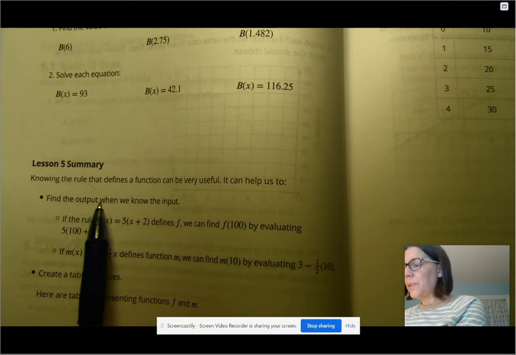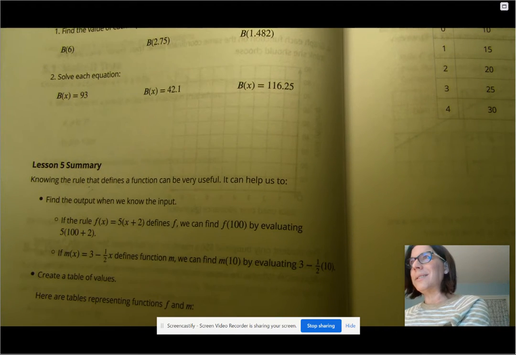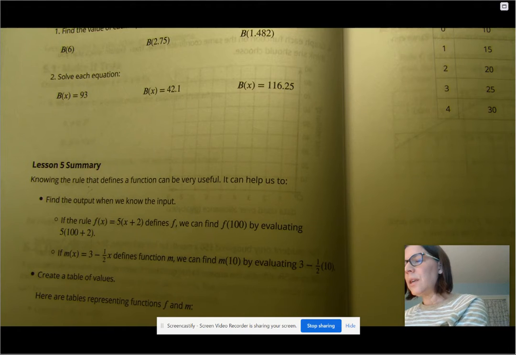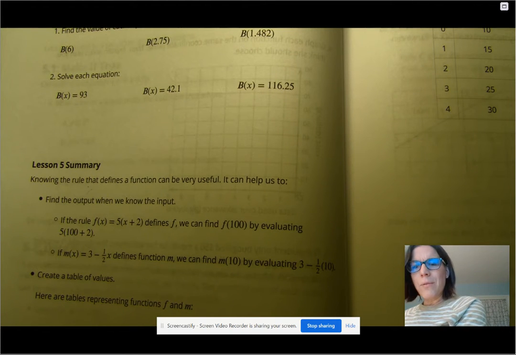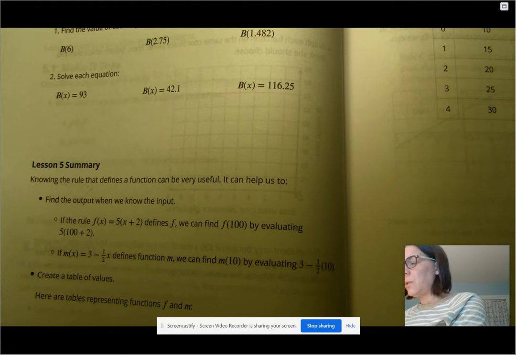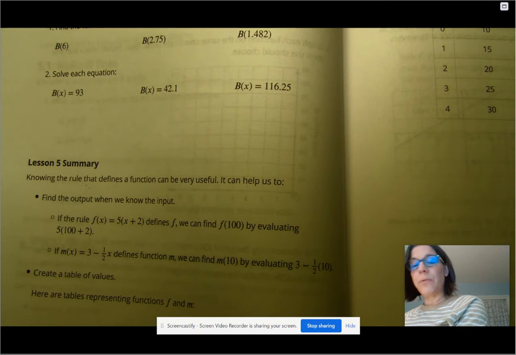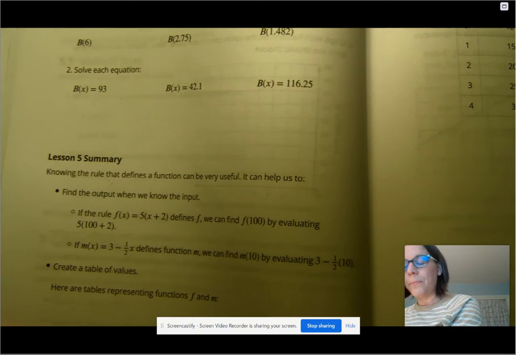So we've seen this before with equations. We just didn't always identify them as functions. But when you know how x and y are related, you relate them through an equation. Same thing with a function. Knowing the rule that defines a function can be very helpful.